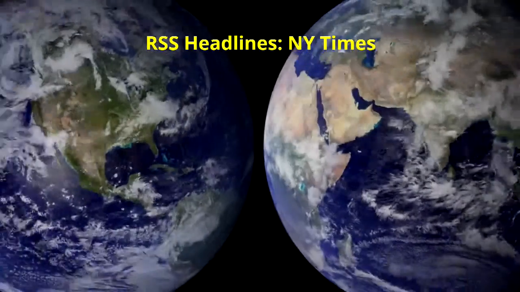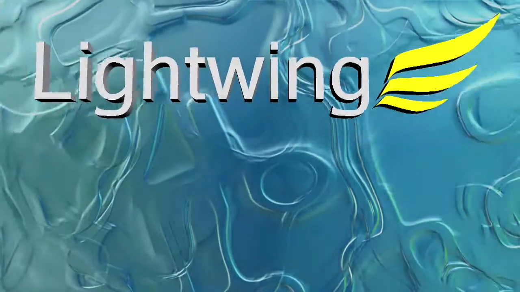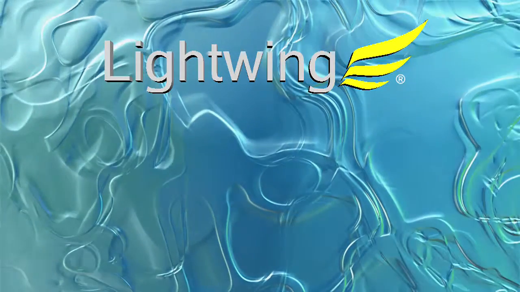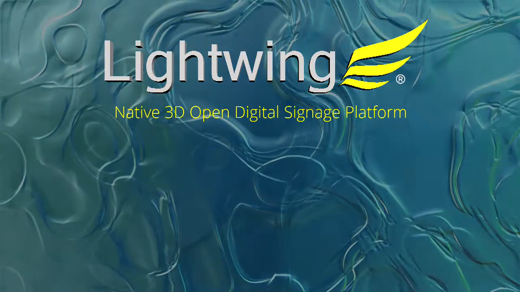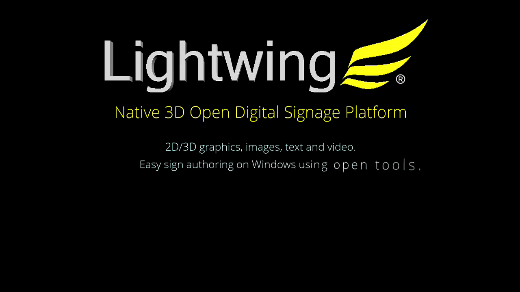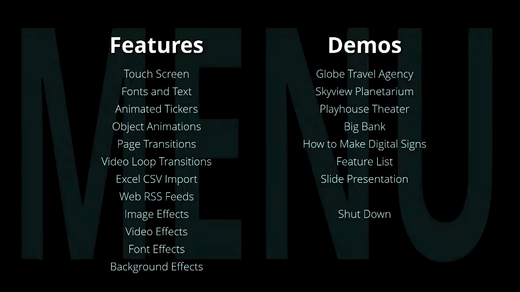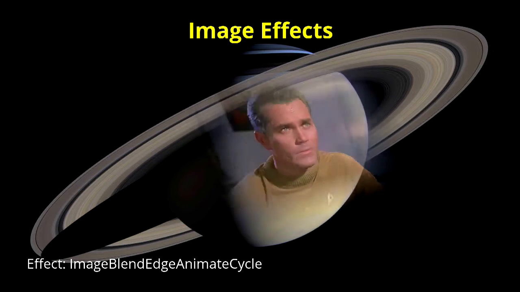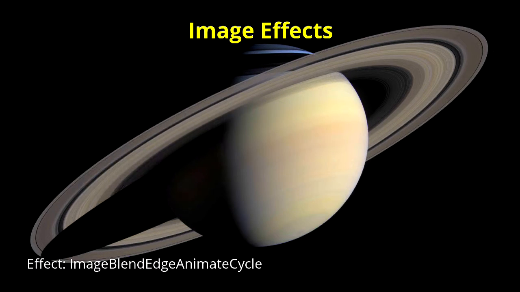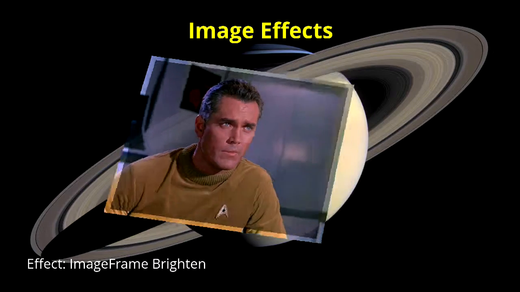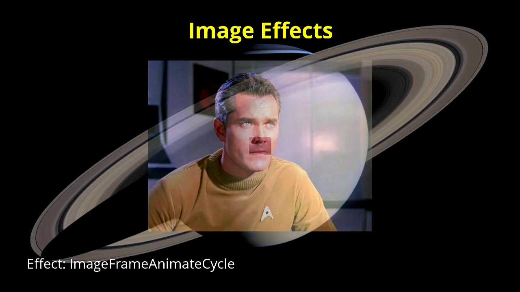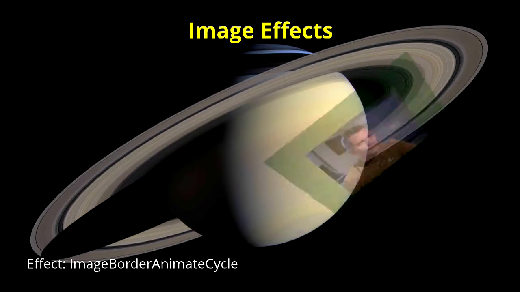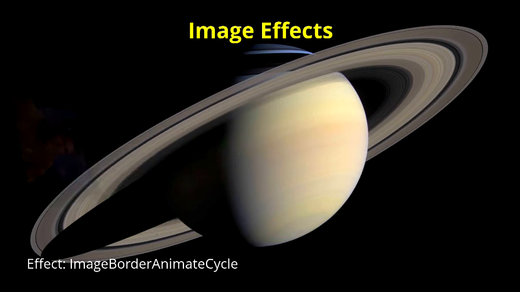Now let's take a look at Lightwing's built-in support for image effects. Lightwing can apply various effects to images, video, and text fonts simply by referencing them in the script by their names. And there are over 100 different effects provided with Lightwing from which to choose. You can also create your own custom effects by combining these examples or create new ones from scratch. No special tools are required because Lightwing compiles effects natively on the fly.